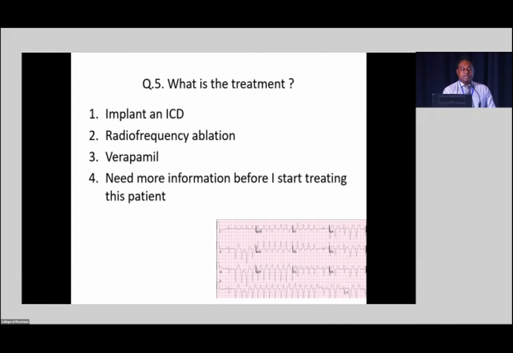And so we have then the last question: what is the treatment? Implant an ICD, radiofrequency ablation, is it verapamil? Need more information before I start treating this patient?